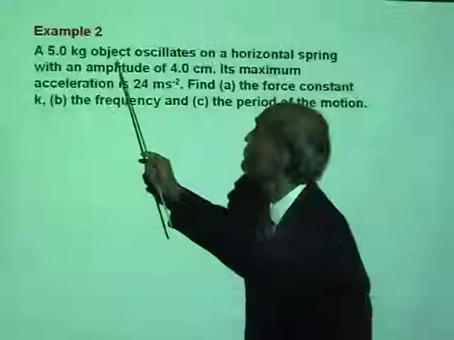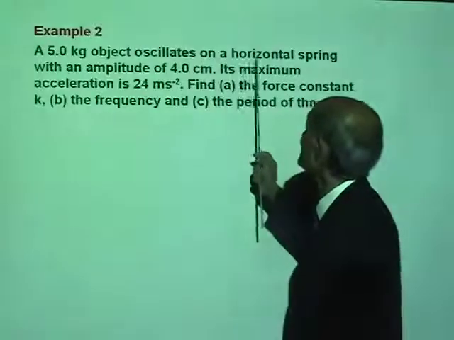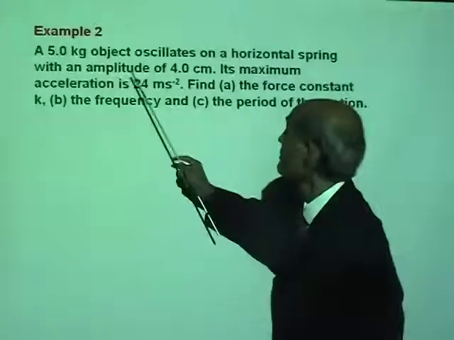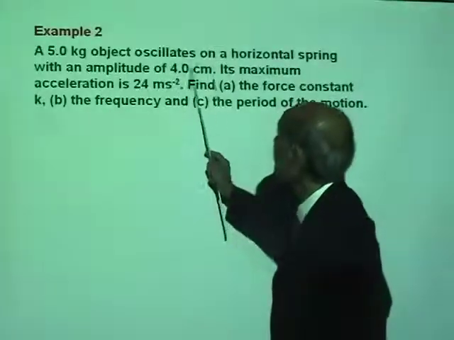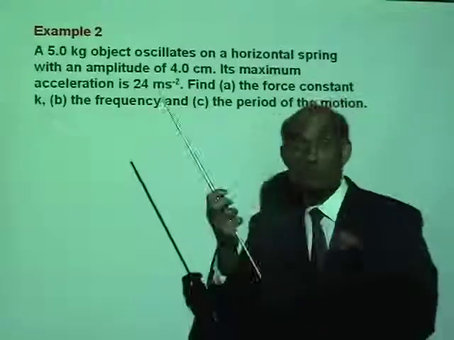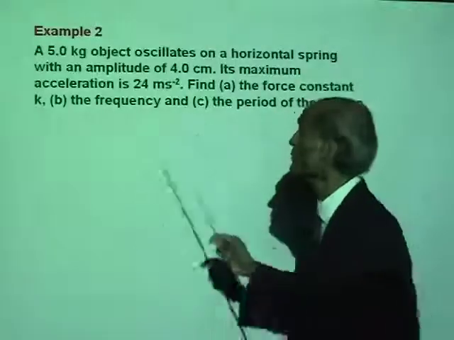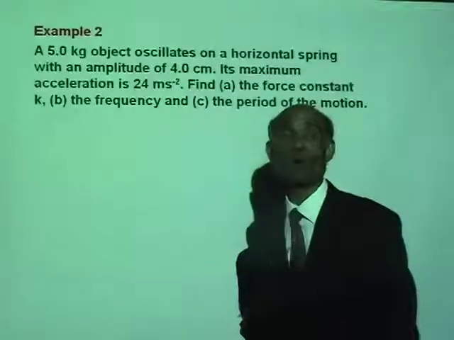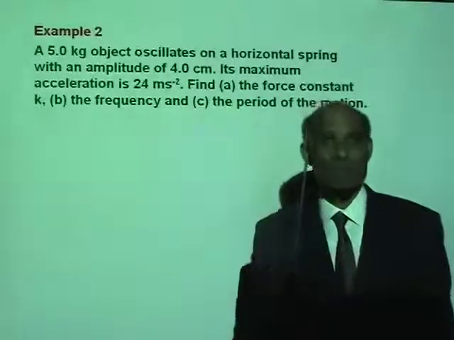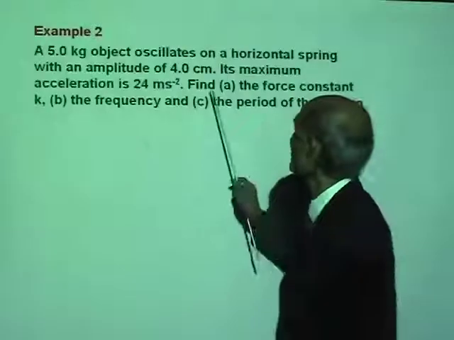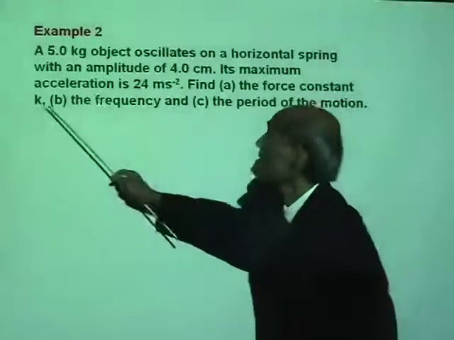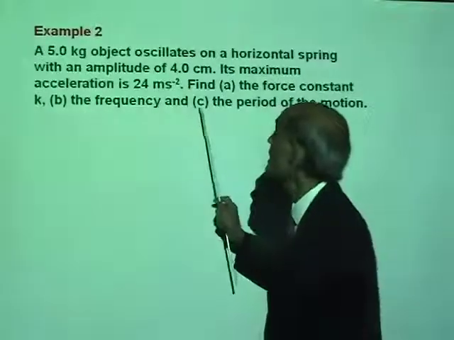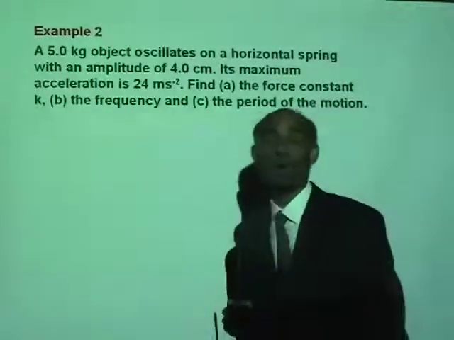A 5 kilogram object oscillates on a horizontal spring. Here again you have a horizontal spring with an amplitude of 4 centimeters. Always pick out the given values. Its maximum acceleration is 24 meters per second squared. Maximum acceleration is given to you. Find the force constant K of the spring, the frequency, and the period of motion.